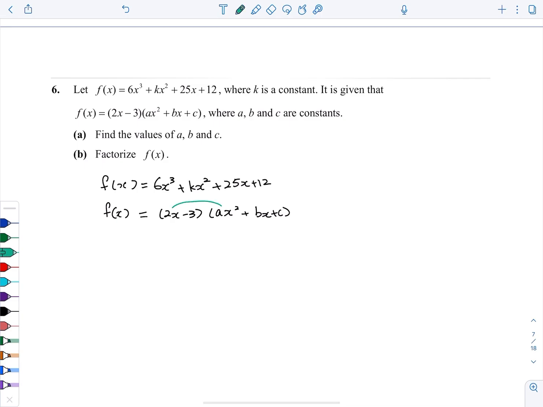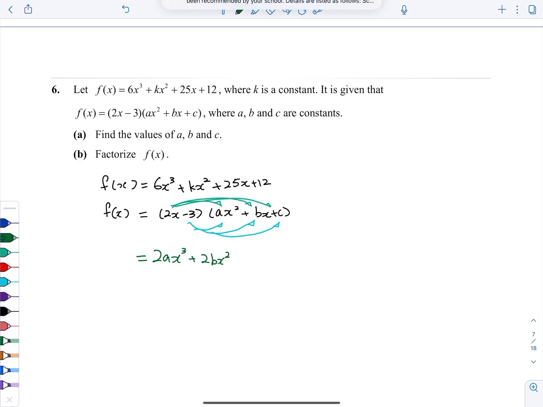Okay, so this goes here, this goes here, and this goes here. And then also at the bottom, this. I don't know how it looks like a moon, but most students call it the moon method. Up to you, whatever you call it. So 2ax cubed, 2bx squared, oops, and then 2cx minus 3ax squared minus 3bx and minus 3c.